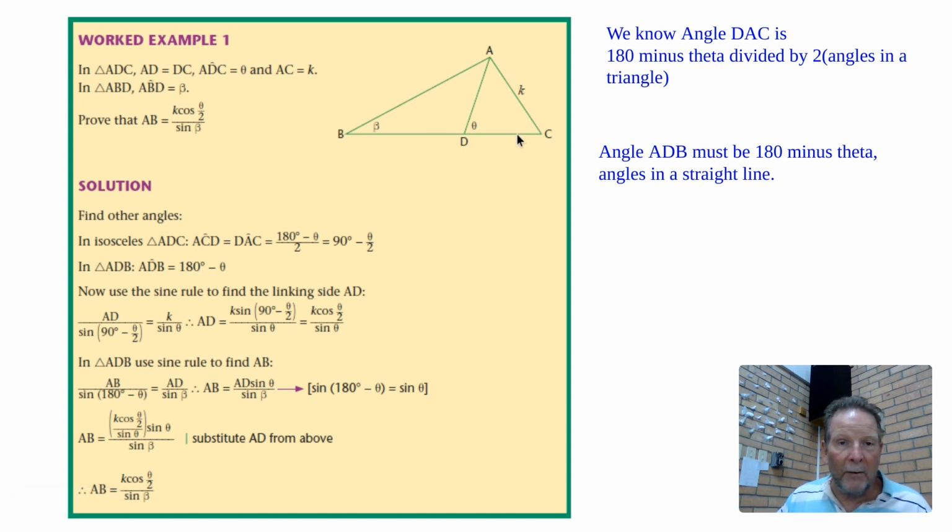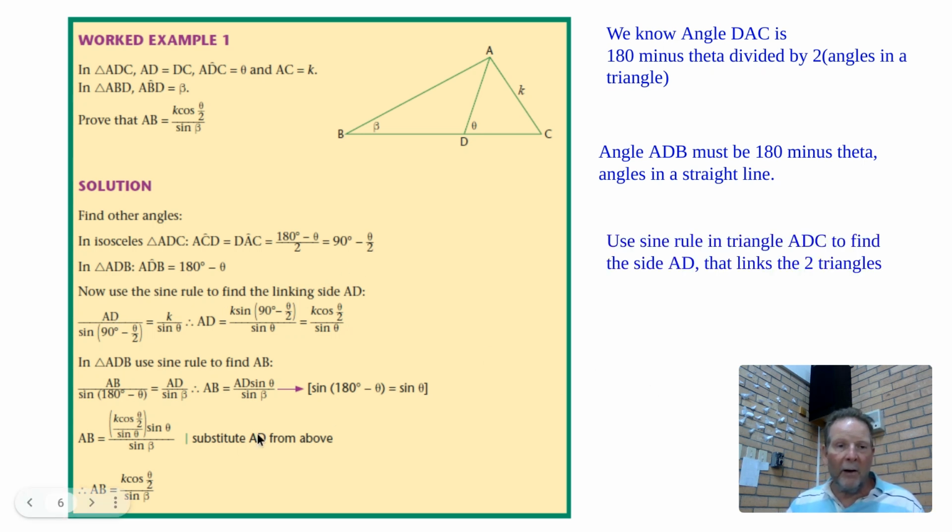In triangle ADC, we know that, and we look at this thing here, we're trying to get AD is the link. AD is the link. And AD goes with this angle here, which we just figured out was 90 degrees minus theta over 2. So that's what they did. They're using the law of sines. AD goes with this funny angle, 90 minus theta over 2, and K goes with theta.